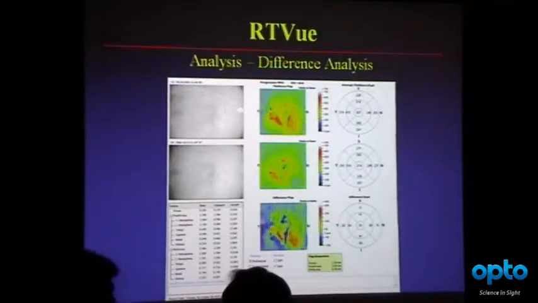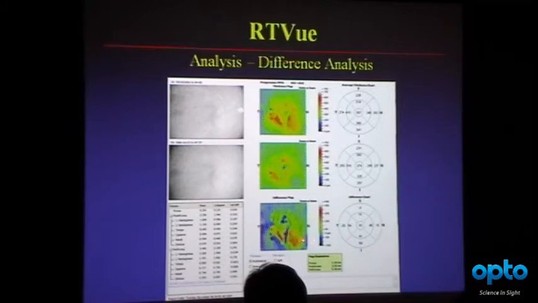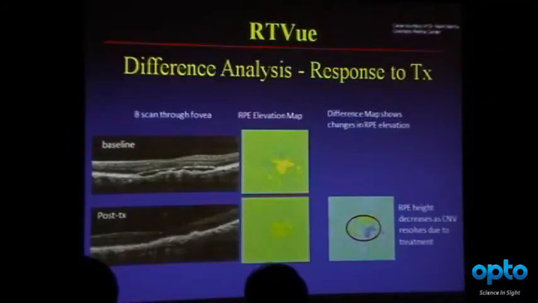And the difference analysis can also be shown as color-coded. Where you see the red, that's where the retina was thicker from the second scan to the first scan. Where you see the blue is where it was thinner. The difference analysis can also be done as part of the RPE change, if you like.